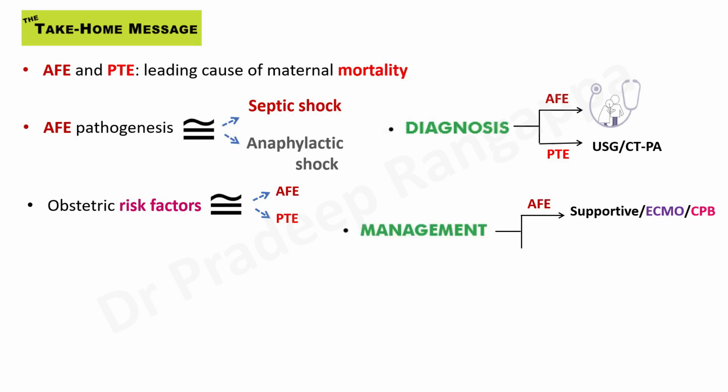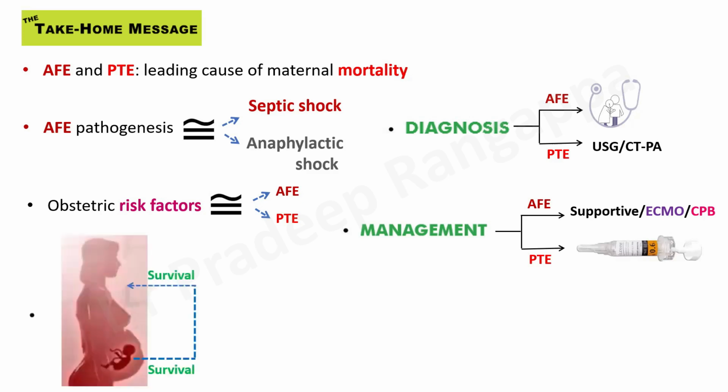Management of amniotic fluid embolism is predominantly supportive: good intensive care measures, taking care of airway, breathing, circulation. In gross hemodynamic compromise, patients may have to be put on ECMO or cardiopulmonary bypass. For pulmonary thromboembolism, treatment is anticoagulation with low molecular weight heparin. If the risk of bleeding is very high, one could think of unfractionated heparin. If there is a contraindication to all these anticoagulants, then sequential calf compression with graded stockings could be used, although pharmacotherapy is far superior.